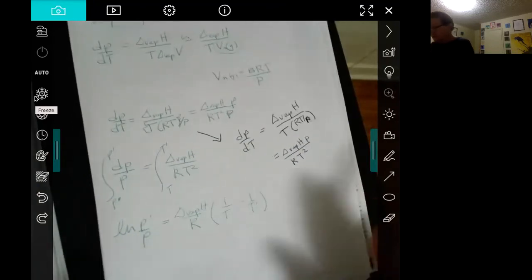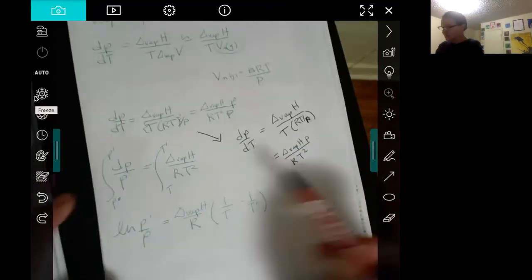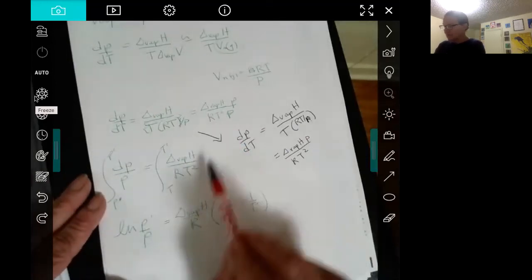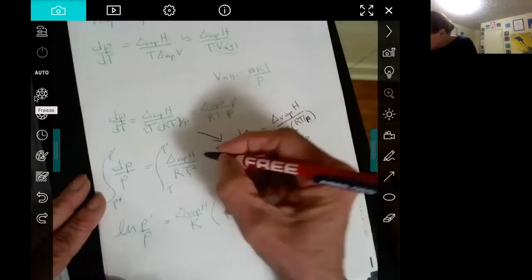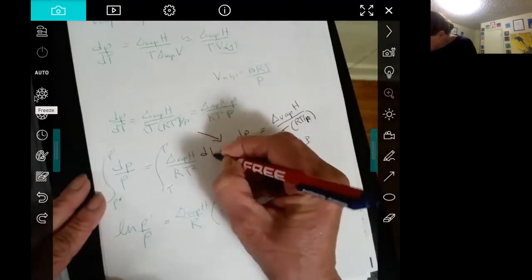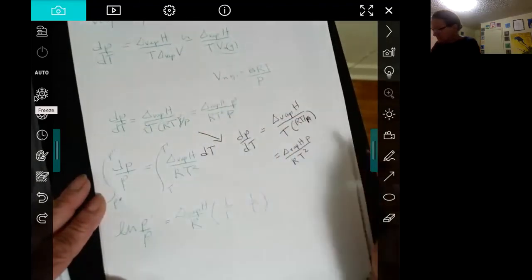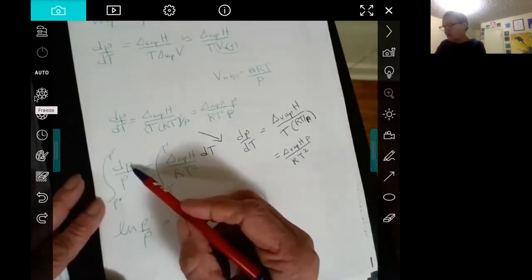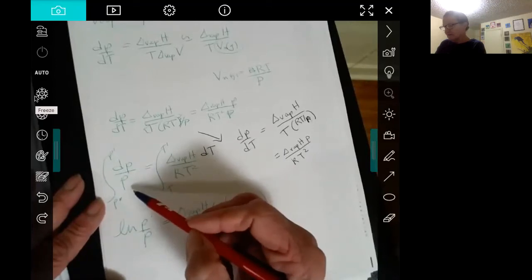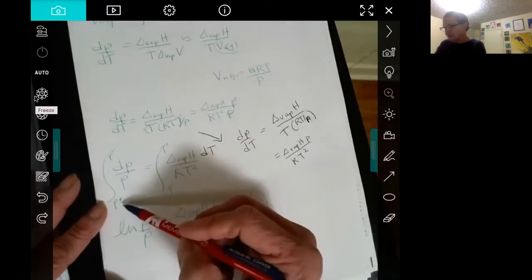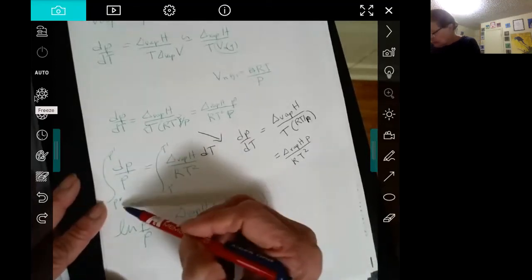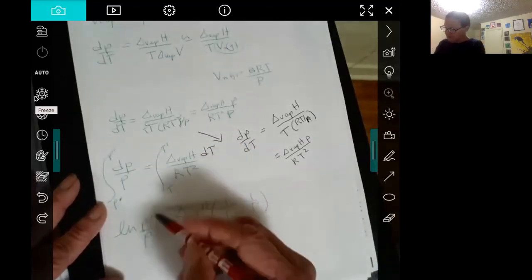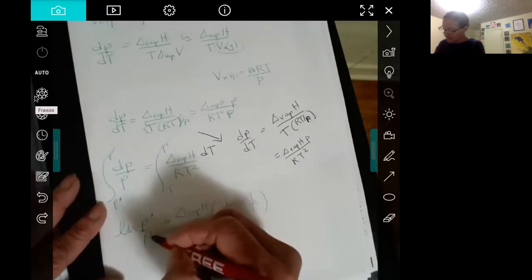And now we need to integrate it. So you need to separate the variables, get the P's over with the dP, and multiply the right-hand side by dT. So take the dT over to that side. And so now when I integrate this one, remember the integral of 1 over x is natural log of x. So from P initial to some new vapor pressure, it's going to be natural log of P prime over P.